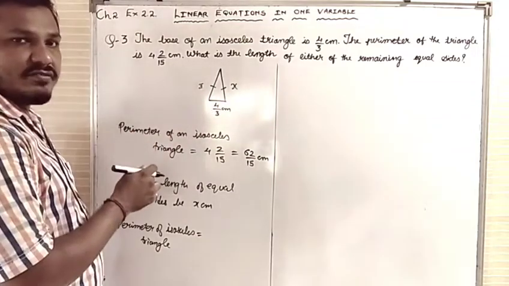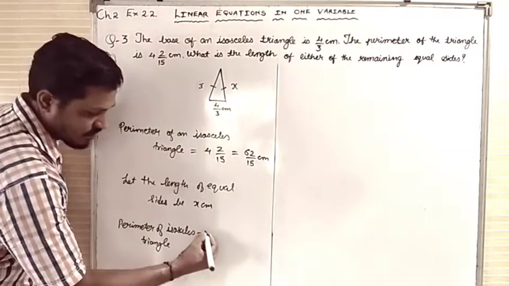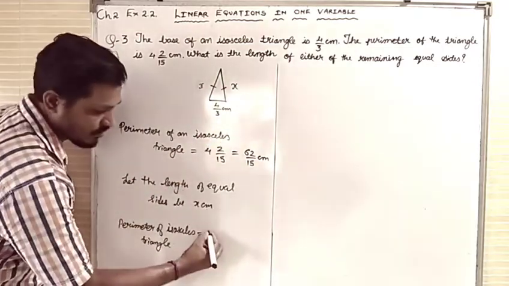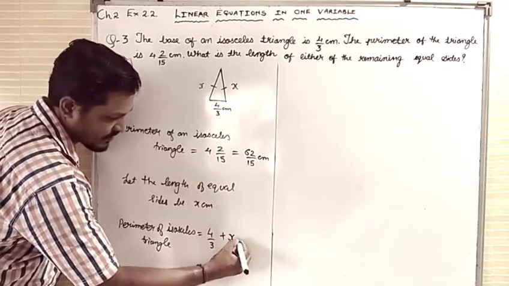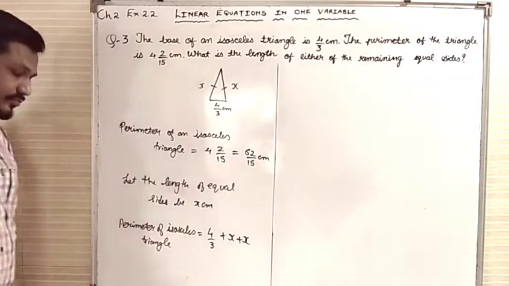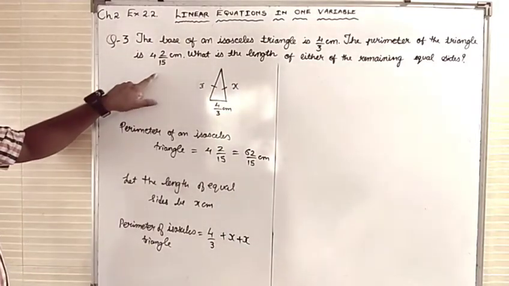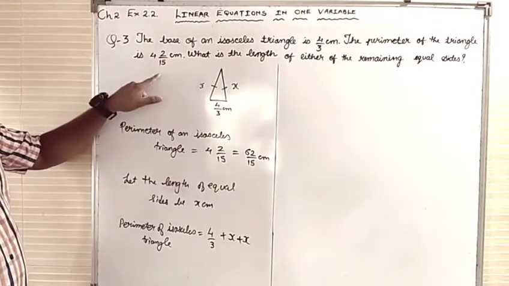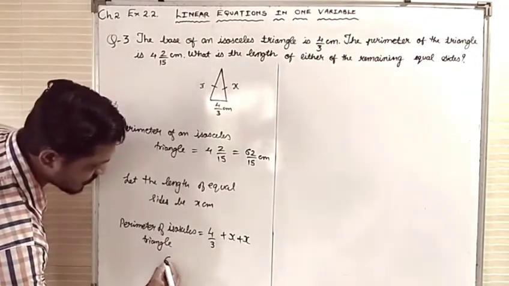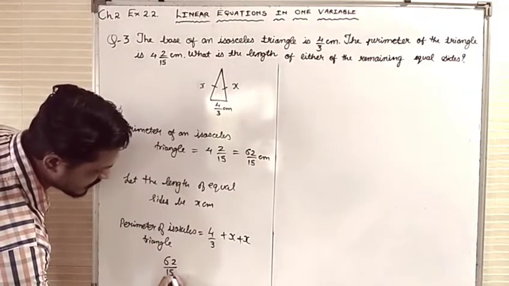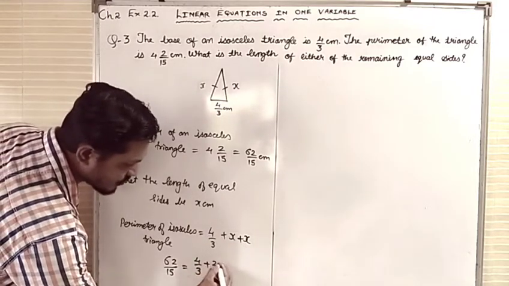How many sides? Triangles have 3 sides. The sum of 2 equal sides plus the base. So what I will do? I will keep on adding all the 3 sides. 4 by 3 centimeter plus x plus x. After that, the perimeter of isosceles triangle is also given, that is 4 integer 2 by 15, that is 62 by 15. So I will write that value over here. 62 by 15 centimeter equals to 4 by 3. x plus x will become 2x.